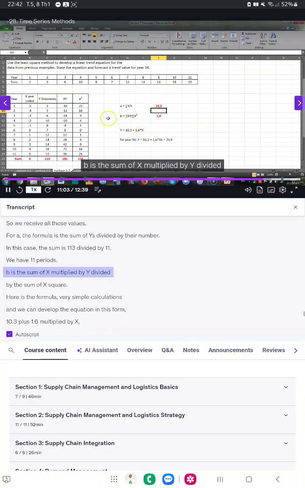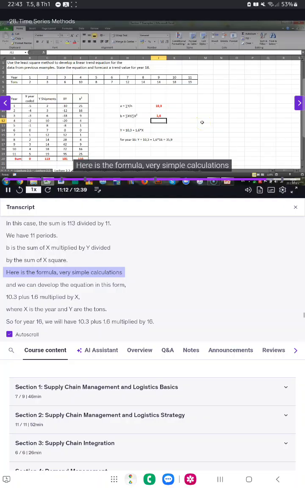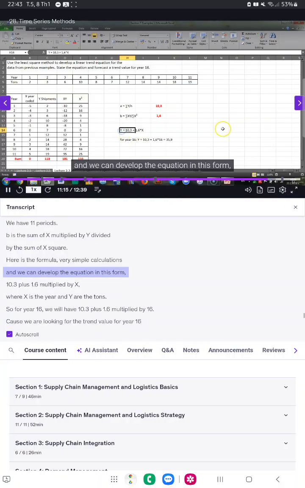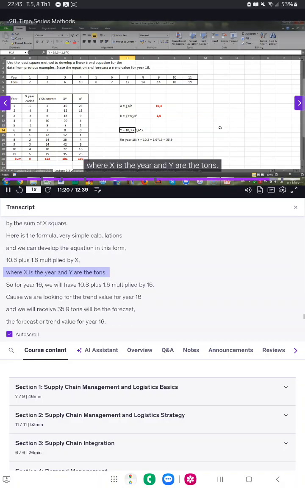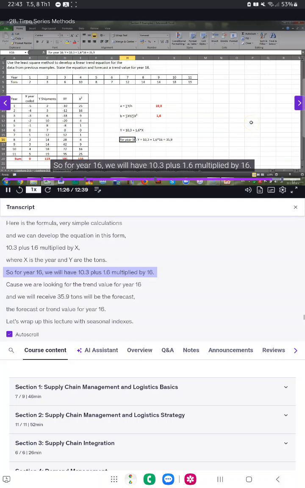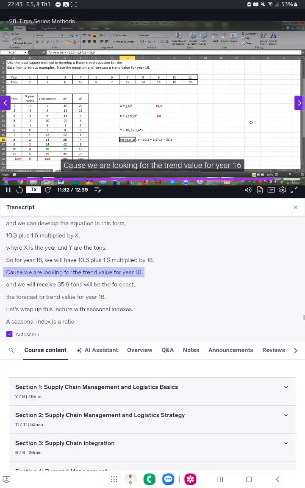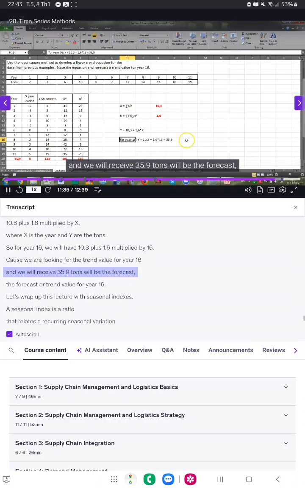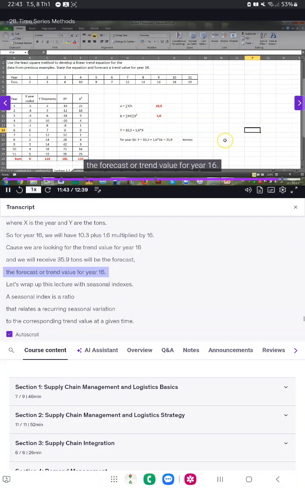B is the sum of X multiplied by Y divided by the sum of X squared. Here is the formula, very simple calculations, and we can develop the equation in this form: 10.3 plus 1.6 multiplied by X, where X is the year and Y are the tons. So for year 16, we will have 10.3 plus 1.6 multiplied by 16, because we are looking for the trend value for year 16, and we will receive 35.9 tons as the forecast or trend value for year 16.